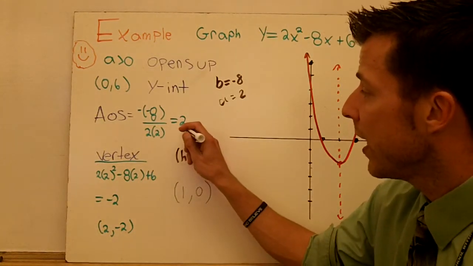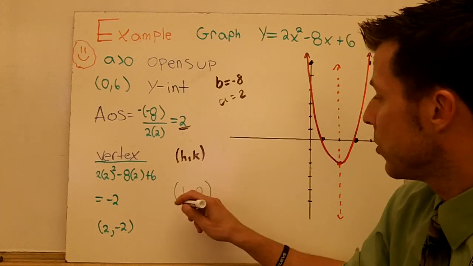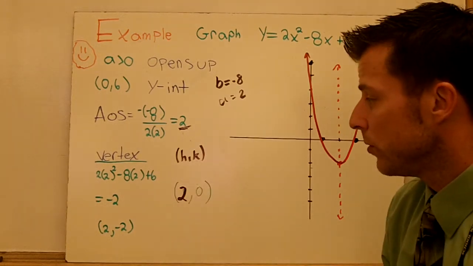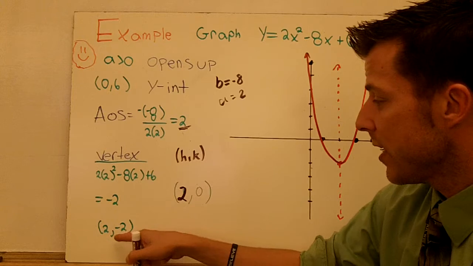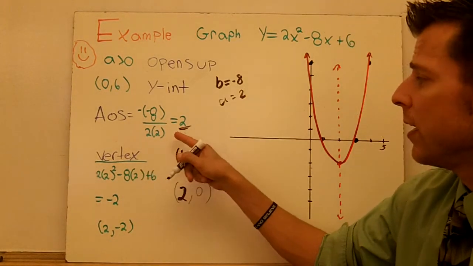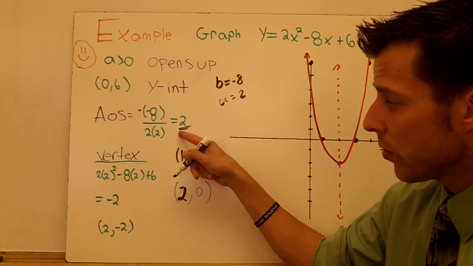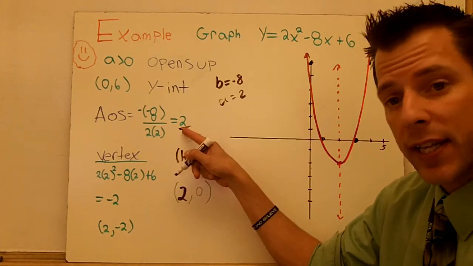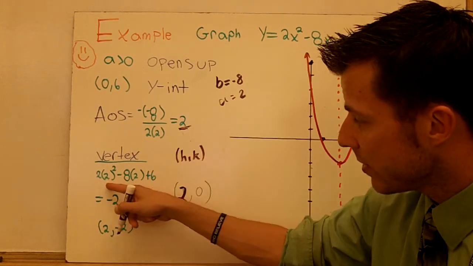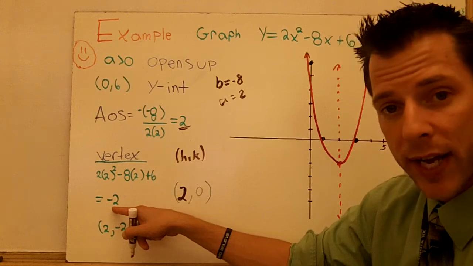So if I have my axis of symmetry being 2, my vertex should be 2, comma, in this case, negative 2. So how do I do that? I have my axis of symmetry, which is 2. The x coordinate of my vertex is 2. To find that y coordinate, we plug 2 back into the original function, which is what we've done here, and we get an output of negative 2.